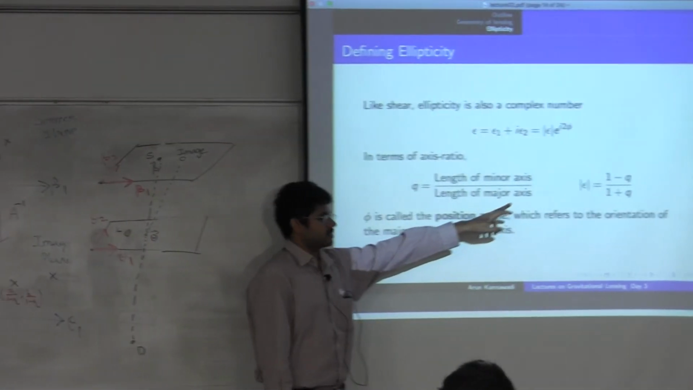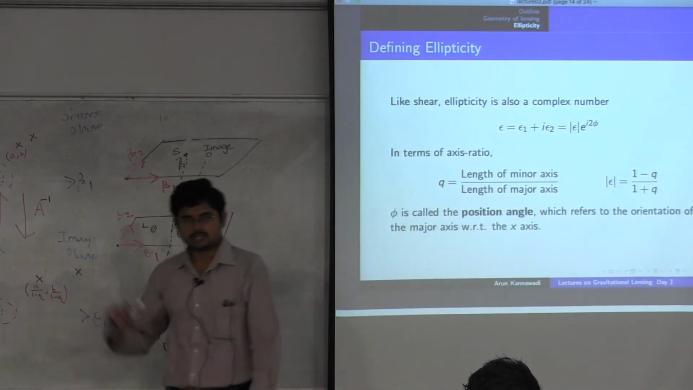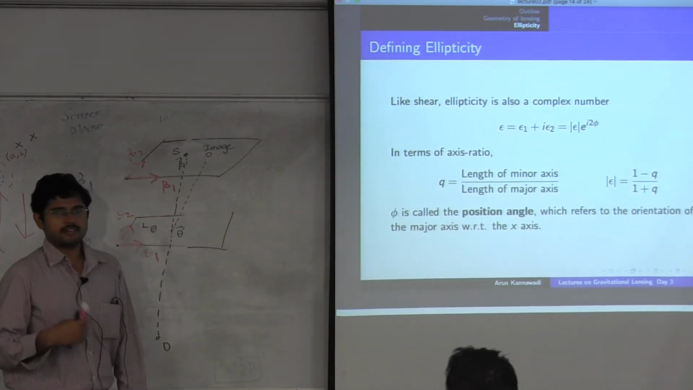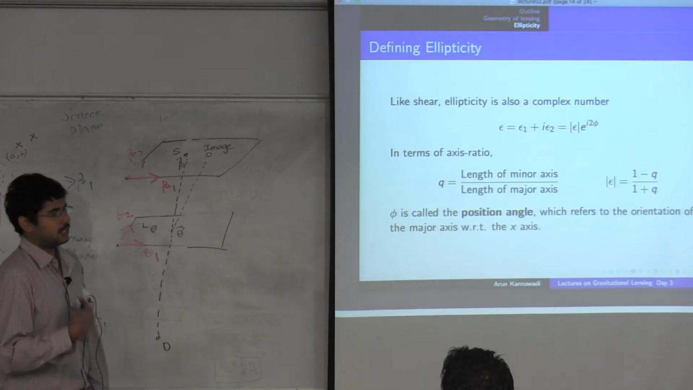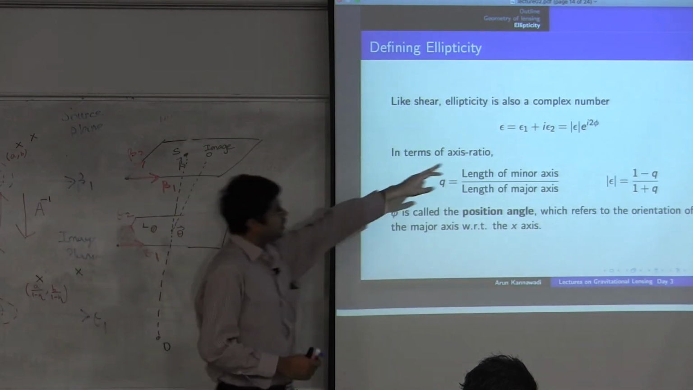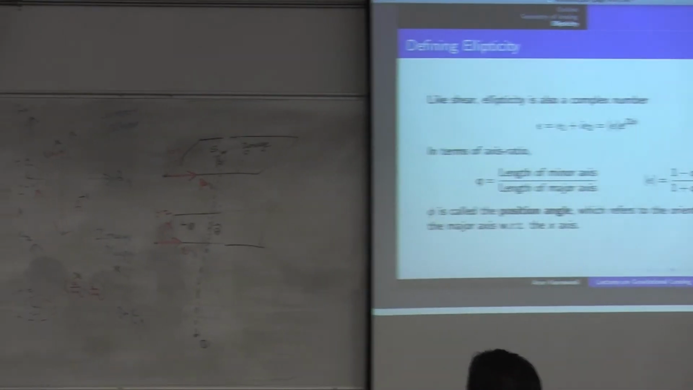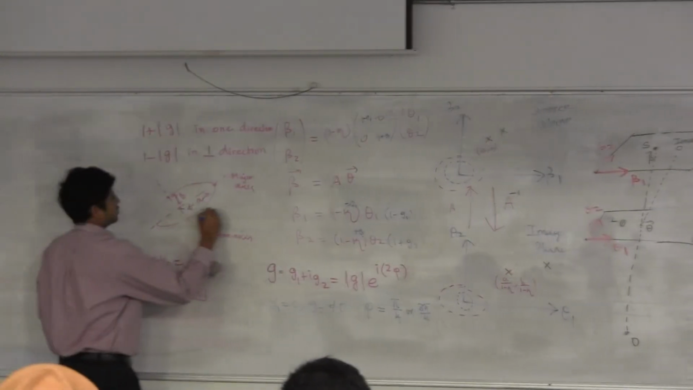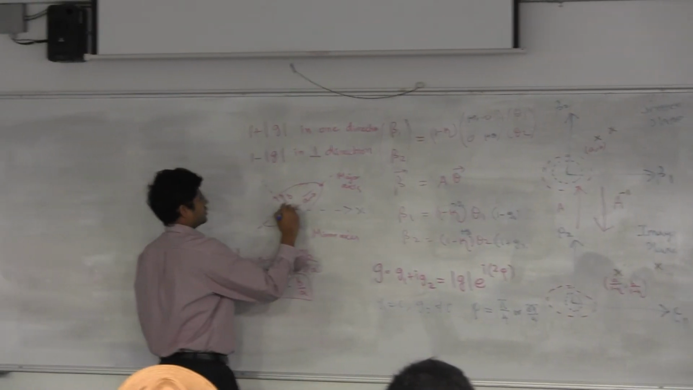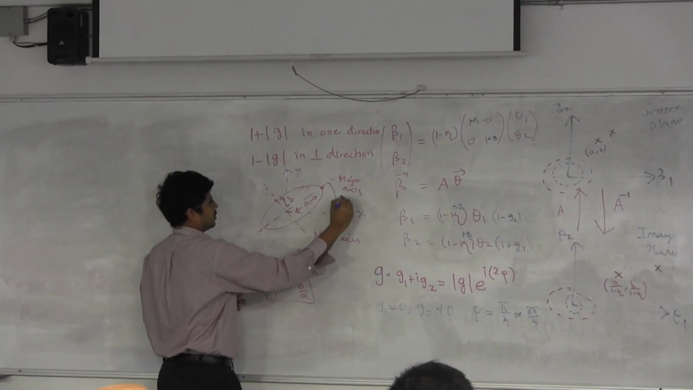Again, this quantity is still bounded between 0 and 1. So it is 0 for a circle. It can at most be 1 because Q is still a positive quantity, but it is never perfectly 1. But the higher the modulus of epsilon is, the more elliptical. And phi again talks about the angle of orientation. So if we define this to be the x-axis, and this to be the y-axis, this angle would be phi.